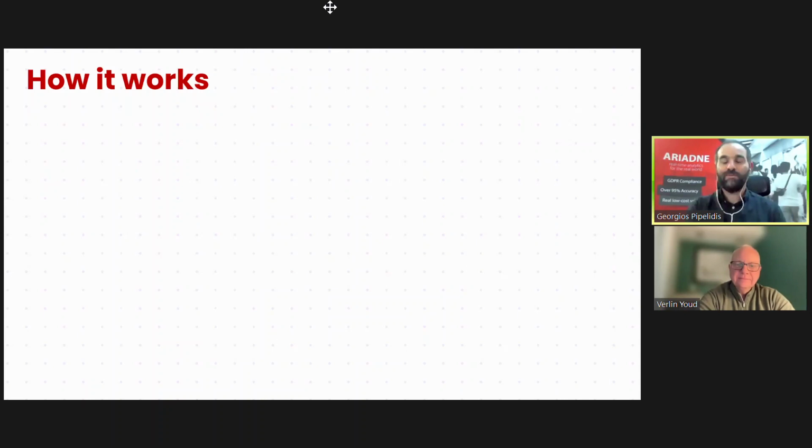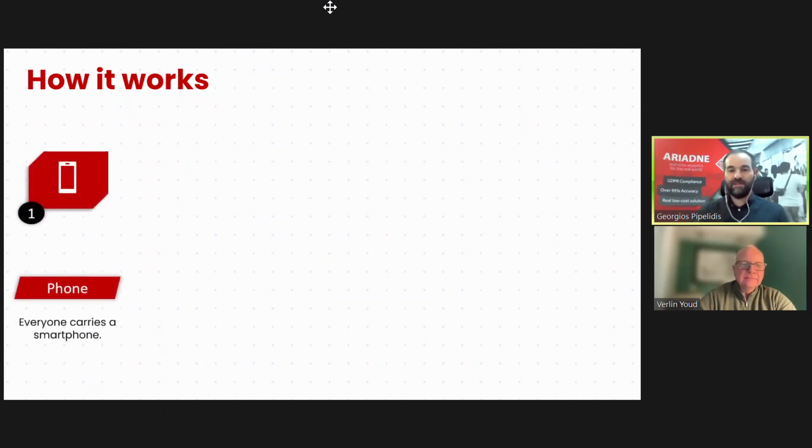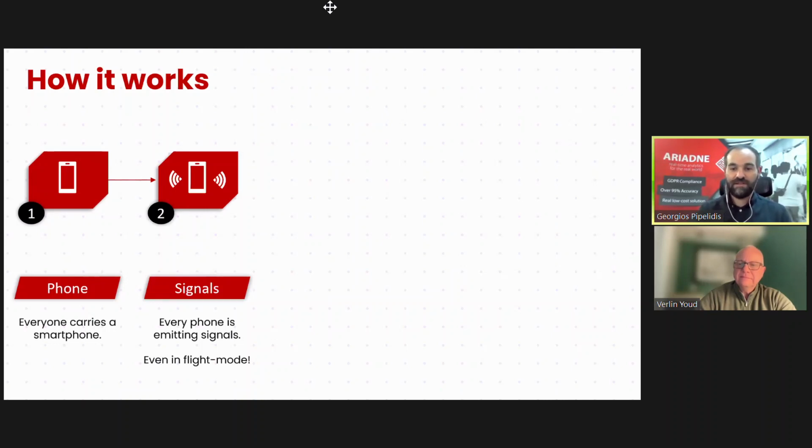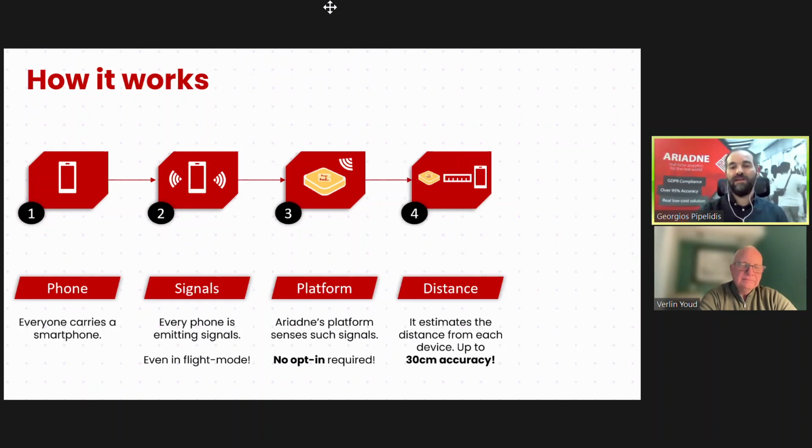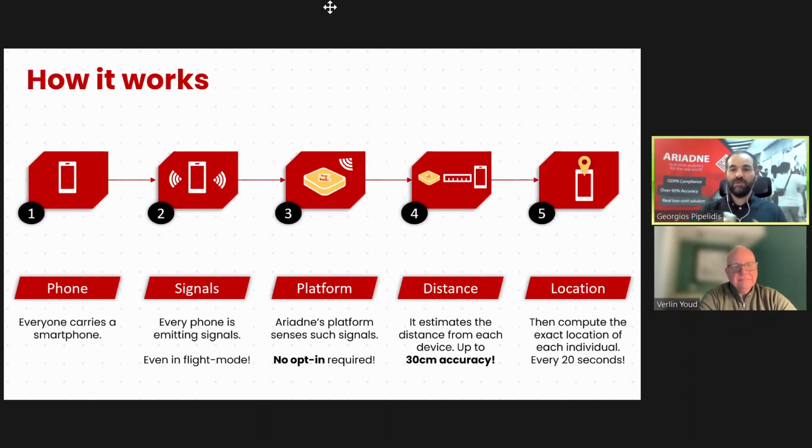So how it works. First of all, we assume that everybody carries a phone today. All of our phones are emitting signals. Every 6 seconds, our phones actually are emitting signals. So we provide a solution that we can install in the premise of our customer, and we can estimate the distance between the phone that has emitted the signal and the solution. By using multiple devices inside a building, we can pinpoint the exact source of the signal, as an extent, the location of the visitor.